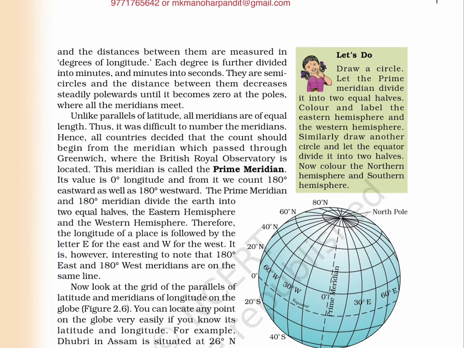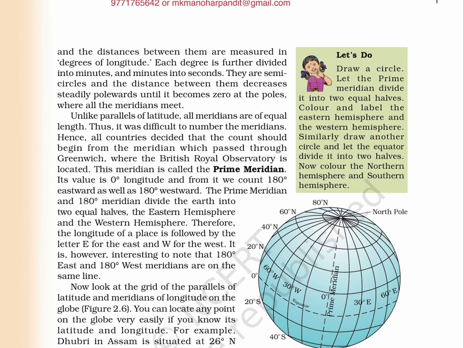The prime meridian and 180 degrees meridian divide the earth into two equal halves, the eastern hemisphere and the western hemisphere. Therefore, the longitude of a place is followed by the letter E for east and W for west. It is, however, interesting to note that 180 degrees east and 180 degrees west meridians are on the same line.